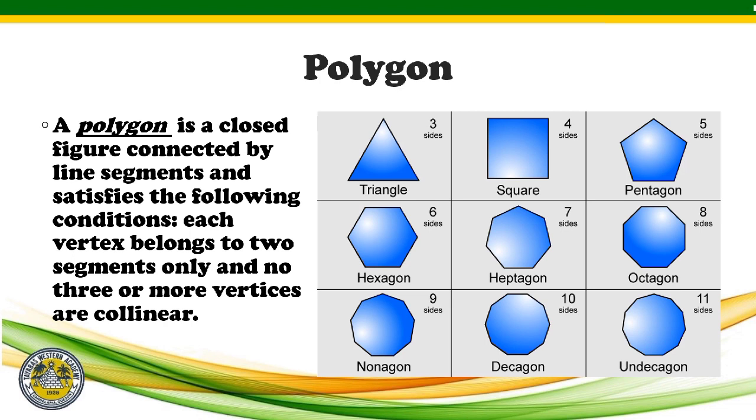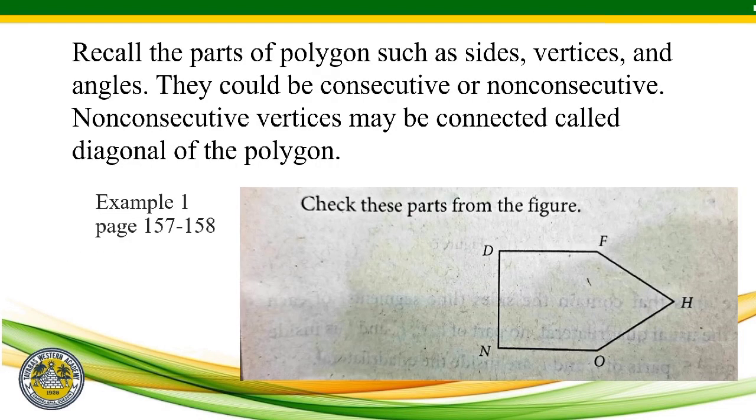When we say polygon, it is a closed figure connected by line segments and satisfies the following conditions: each vertex belongs to 2 segments only, and no 3 or more vertices are collinear. You would notice this in this figure. Let us first recall that the parts of polygons are sides, vertices, and angles. They could be consecutive or non-consecutive. Non-consecutive vertices may be connected, called a diagonal of the polygon.